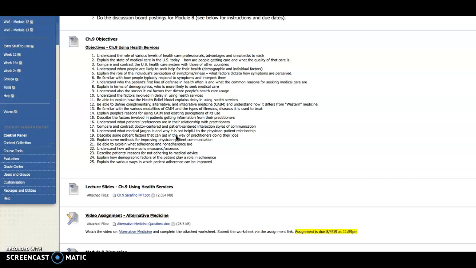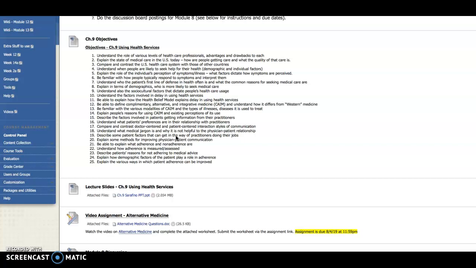We're all sort of culturally taught different things when it comes to responding to sickness or responding to illness. So what factors dictate how our symptoms are perceived? That's pretty much what we'll be looking at. Being familiar with how people typically respond to their symptoms. How does the average person respond to illness symptoms, and then how might they interpret those symptoms?